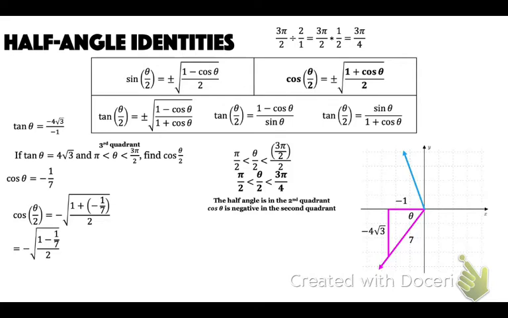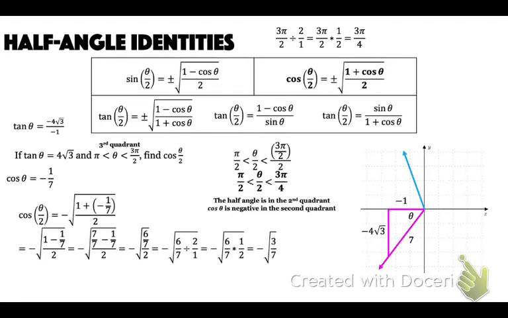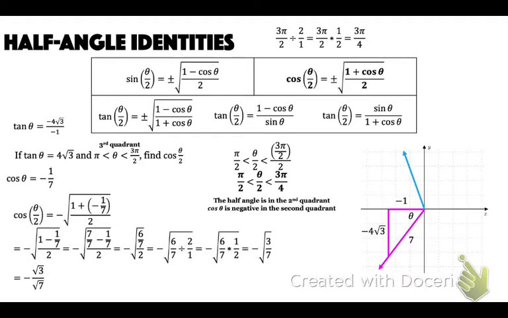7 over 7 minus 1 over 7 over 2, which is 6 over 7 over 2. Divide that, flip and multiply, and I end up with the square root of 3/7, square root top and bottom, and rationalize. So multiply by square root of 7, and I get 3 times 7 is 21. Square root of 7 times 7 is 7. So cosine of theta over 2 is negative square root of 21 over 7. Boom.